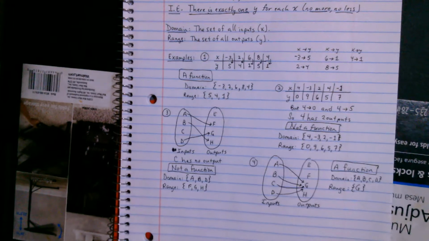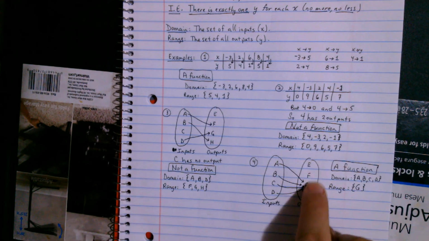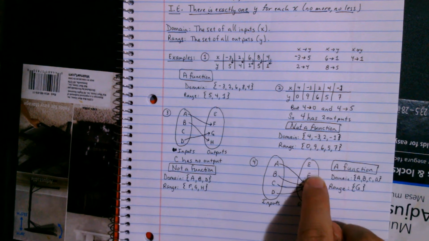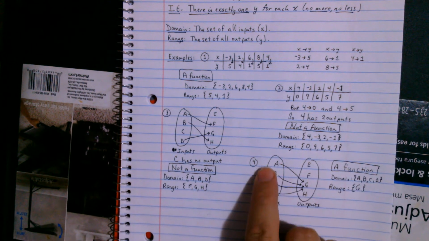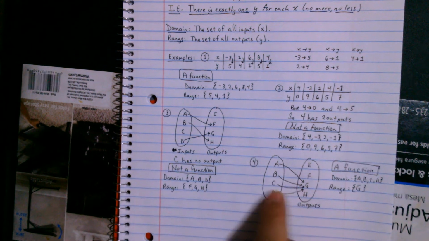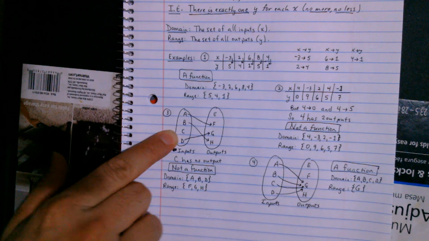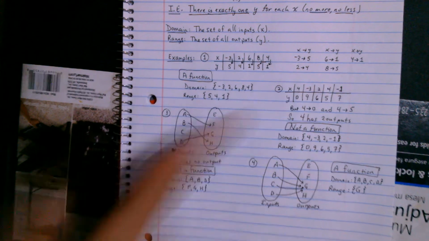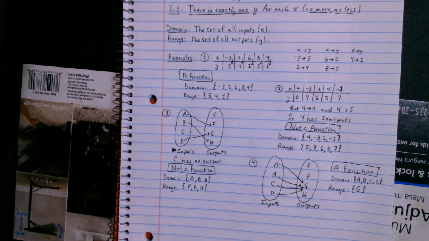So notice something about the function here. The Y value can cheat, and the Y value does not necessarily have to have a partner. But the X value must have a partner, cannot be left alone, and cannot have more than one partner at a time. That's what it means to be a function and not to be a function.